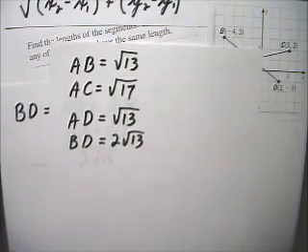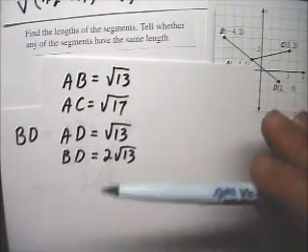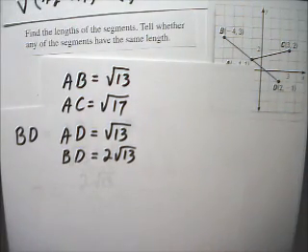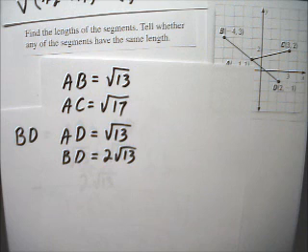So there, we figured out the length of all of the segments, and the last thing we have to do is tell whether any of the segments have the same length. Yes, 2 of them have the same length. AB and AD have the same length.